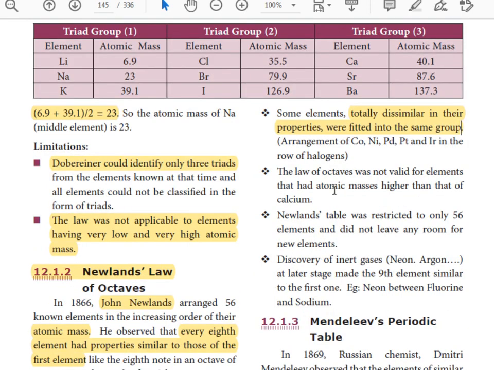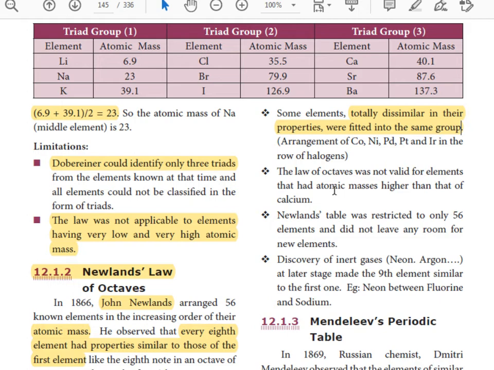The third one is that the law of octaves was not valid for elements that have atomic mass higher than that of calcium. If this law says the first and eighth element must be equal, that law worked only up to calcium. When the atomic mass goes higher than that, it fails.